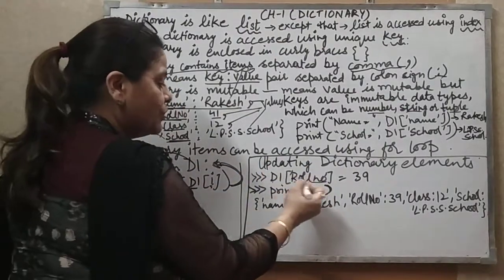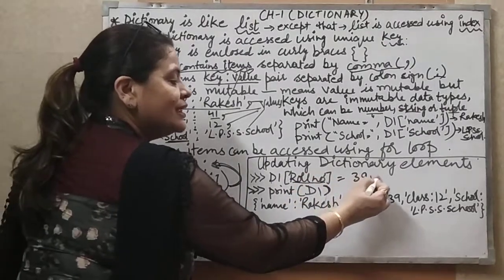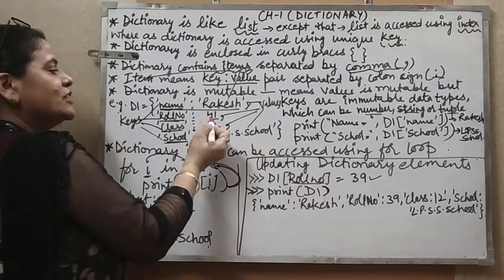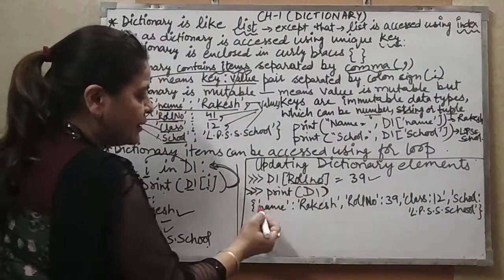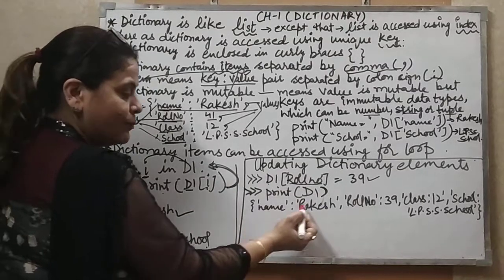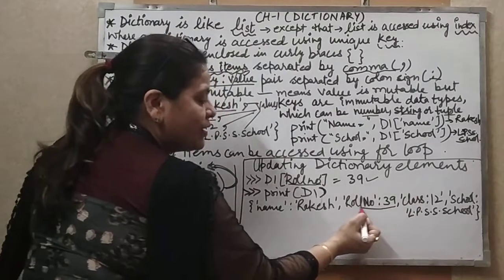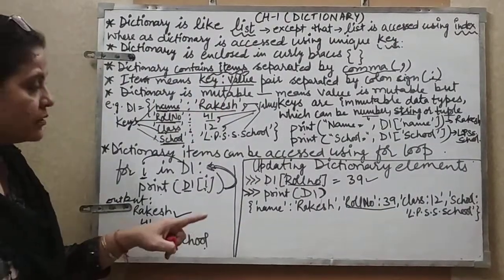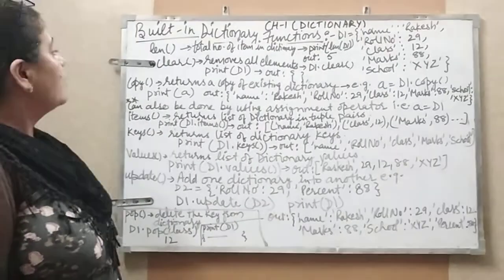So D1 within square brackets, single quote roll number is equal to 39. Means now the roll number of a child Rakesh is changed from 41 to 39. Now if I say print D1, then it will display the value as name Rakesh, roll number 39, class. So here the roll number is changed. So this way we can change the value of a dictionary.